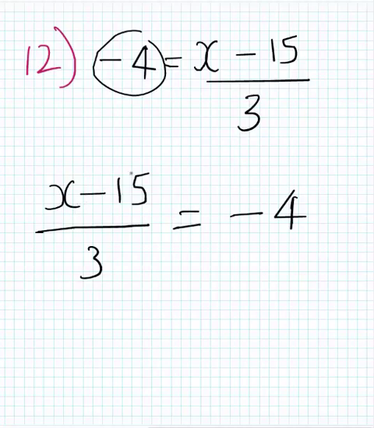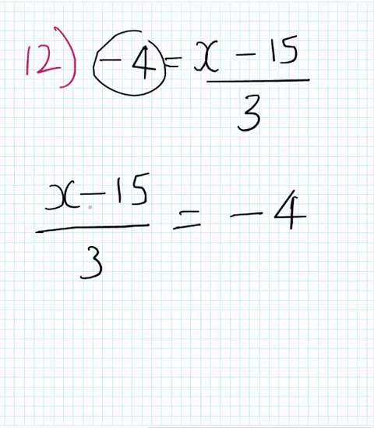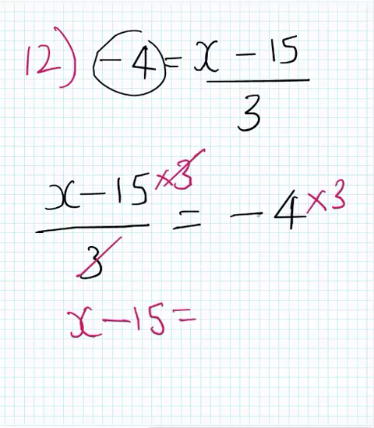And now to solve this, what goes first? The 15, the takeaway 15, or the 3? Well, because that 15 is above this line here, the 3 goes away first. And we're dividing by 3, so the opposite of dividing by 3 is times by 3. And times by 3. And we're left with x minus 15 equals minus 4 times 3 is minus 12.